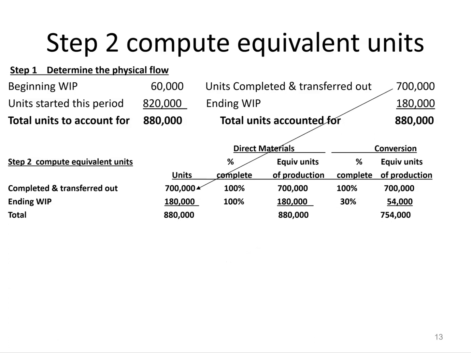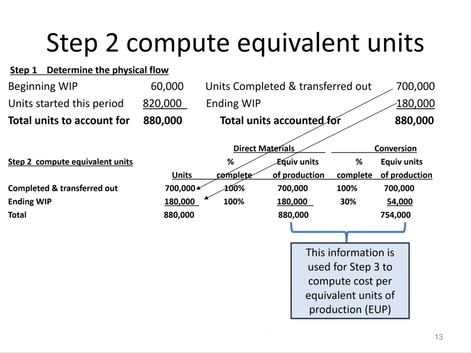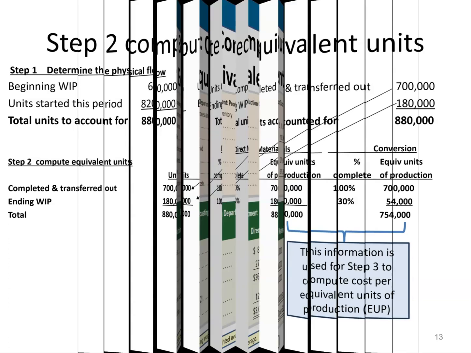We've taken our units completed and transferred out times 100%, and that gives us equivalent units for production, and also 100% for conversion. Now, ending WIP. Since materials are added at the beginning, the 180,000 units, we're going to take 100% of those, but for conversion costs, we're going to take the 180 times the 30%. And this information is what we're going to use for step 3 to compute cost per equivalent unit.